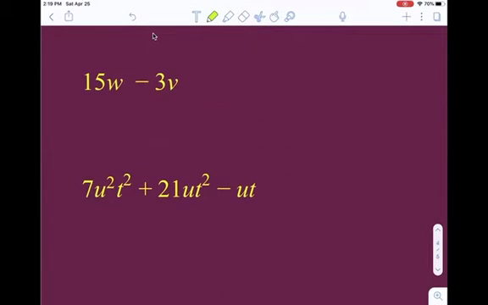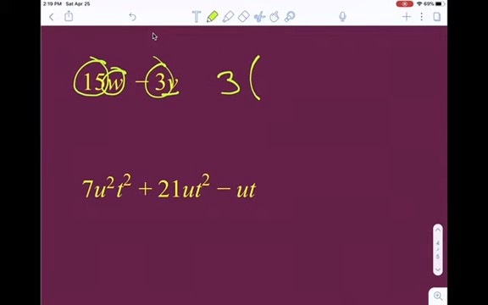All right, let's look at a couple more examples real quick. All right, so I got 15w minus 3v. So you got to be careful on this one. I know that I can factor a number out, and I think 3 is the largest number that goes into both of those. But I have a w here and I have a v here. Well, so I don't have a factor that's shared between those two. So at that point, really, all I can take out is that 3.